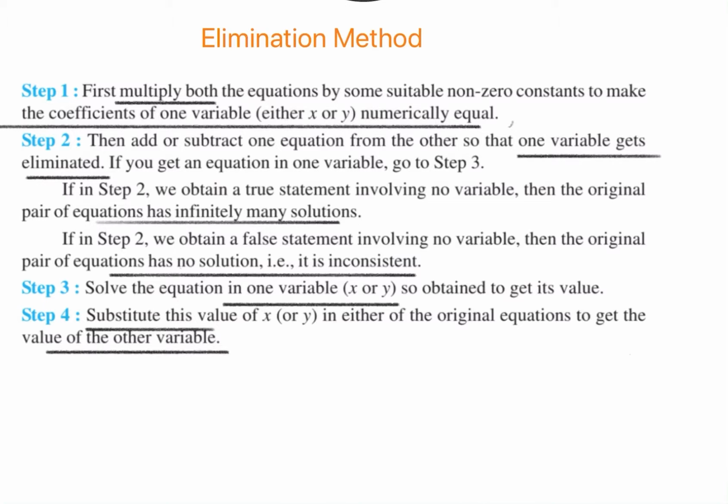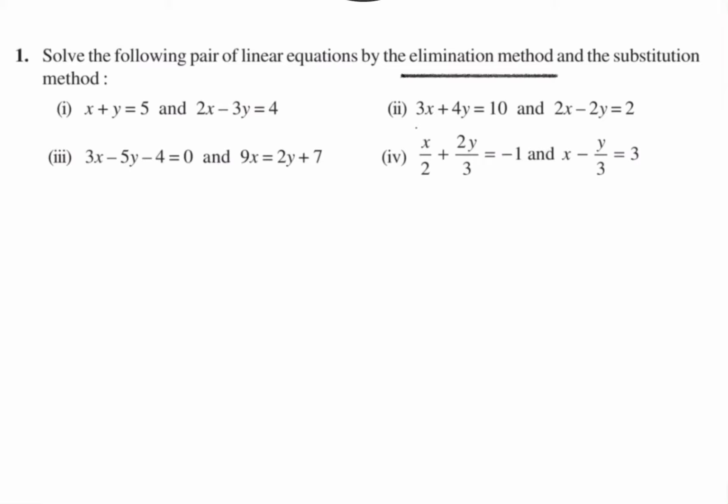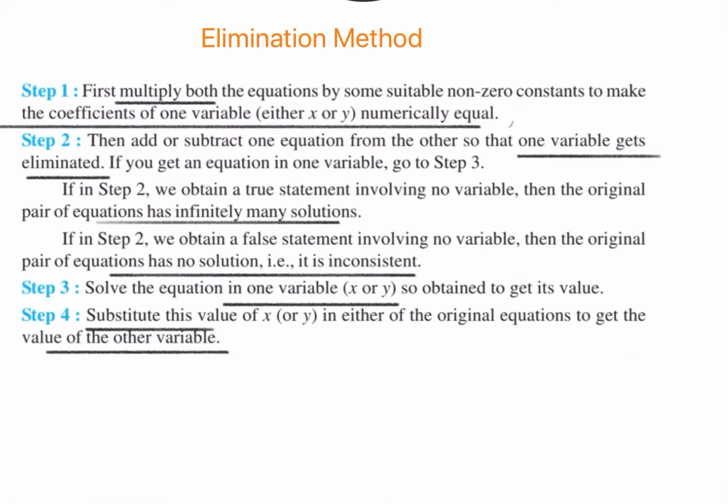Okay, now here I have taken this from your NCERT only, the steps to solve by the elimination method. There are 4 steps given in the NCERT, and we have to understand these. But the best way to understand these steps is through questions, and for that convenience I have taken up your NCERT questions here, through which we will be solving these equations. Step 1. First multiply both the equations by some suitable non-zero constant to make the coefficients of one variable, either x or y, numerically equal.